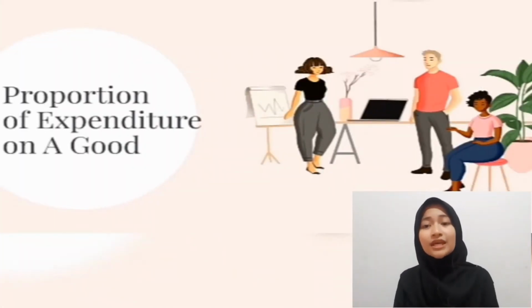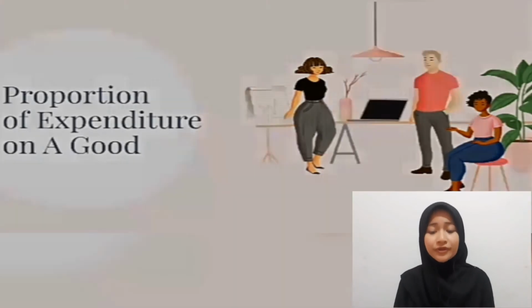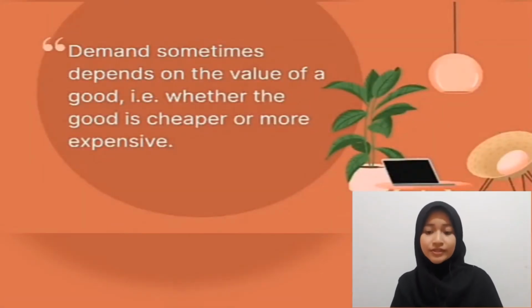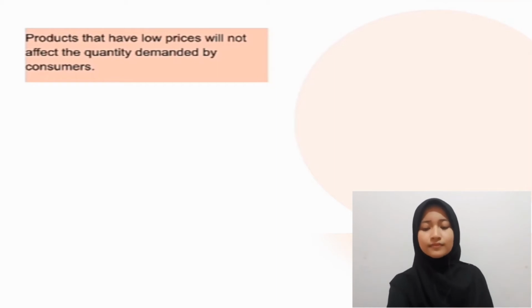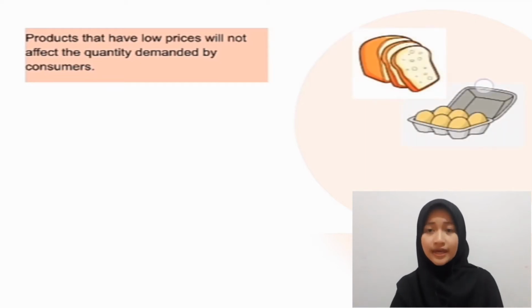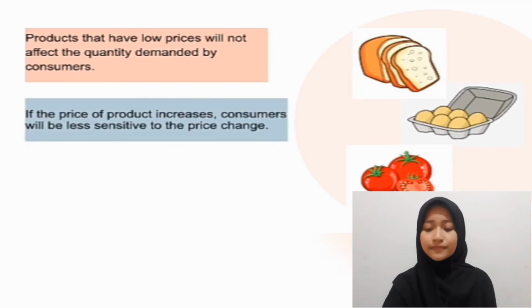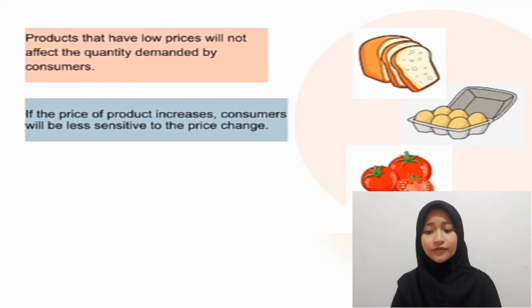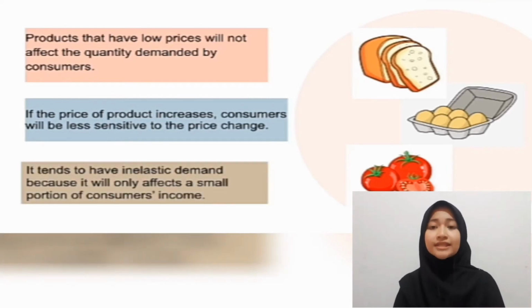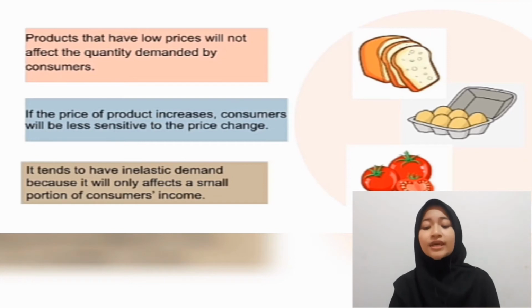Next, I will present the proportion of expenditure on a good. Demand sometimes depends on the value of a good, which is whether the good is cheaper or more expensive. Products that have low prices will not affect the quantity demanded by consumers, such as bread, eggs, and tomatoes. If the price of the product increases, consumers will be less sensitive to the price change. It tends to have inelastic demand because it will only affect a small portion of consumers' income.